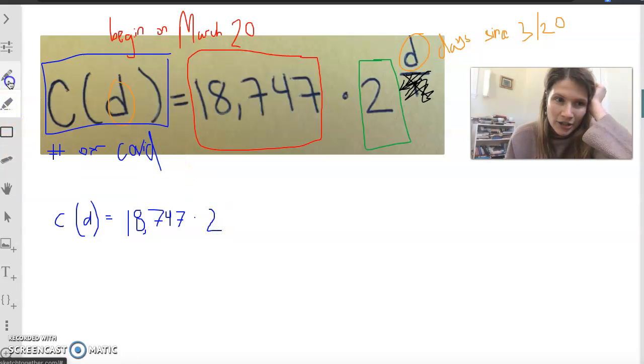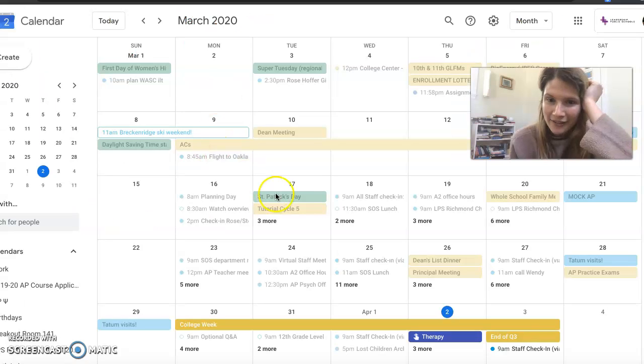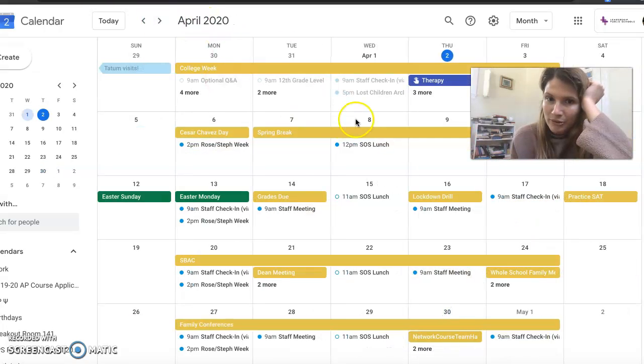Now, what on earth am I going to plug in for D? How many days has it been since March 20th on April 14th? That sounds like an answer we can find in the calendar. So if my starting date is March 20th, I can just count the number of days between March 20th and April 14th.